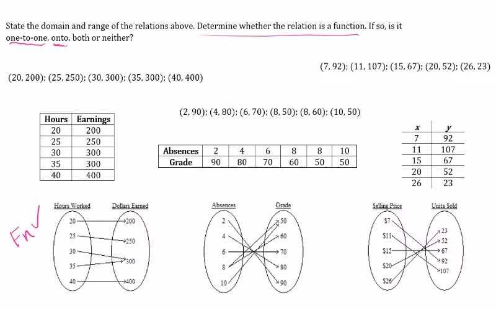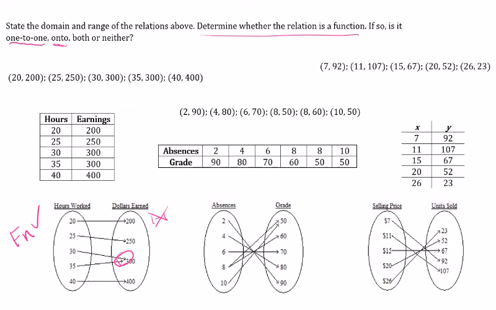And is it one to one? One to one means that there's one arrow coming from each of the inputs, and there's also only one arrow going to each output. So this situation right here makes it not one to one. So let me just go down the list. It's not one to one.